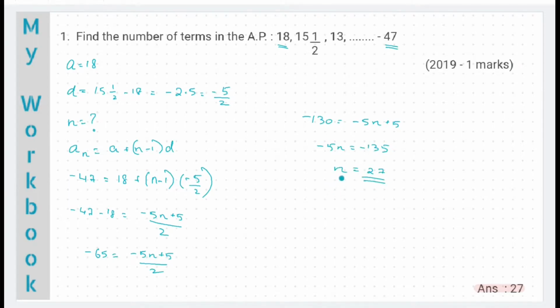So we get n as 27. So the number of terms in this progression is 27.